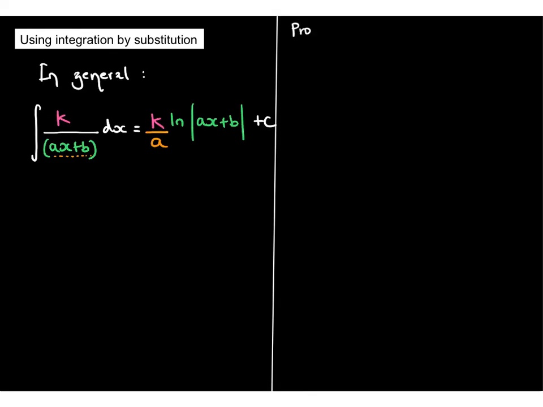Now we can prove this result very simply by using the full process of integration by substitution. Let's allow u to equal ax plus b, then du by dx is equal to a, and using our sort of fake rearrangement approach here for simplicity, we get this.